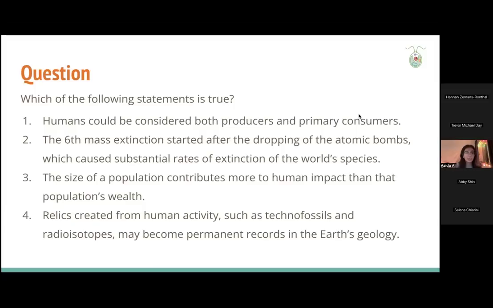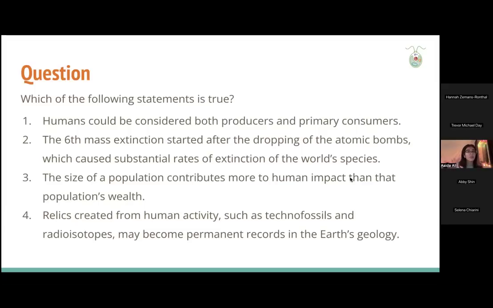So which of the following statements is true? If you pause and then come back, the answer to this one is 4. Option number 1 is incorrect, because while we can take up multiple trophic levels as humans, we cannot be called producers. Producers are plants. They're the ones that can get energy from the sun. So we're not producers. We can't do that.